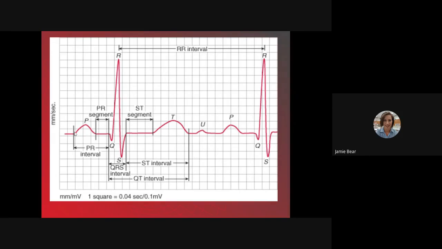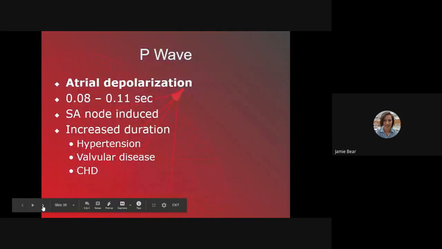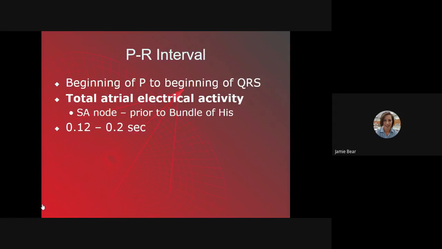So once again, here's the standard paper. Here, one little square is 0.04 seconds. Looking at the P wave, as I said, that's when atrial depolarization happens, and that should only take place for about 0.08 to 0.11 seconds. That's where the SA node is induced, and that can have an increased duration in people with different heart diseases. It's just a really quick little uptick, or waveform, I should say.